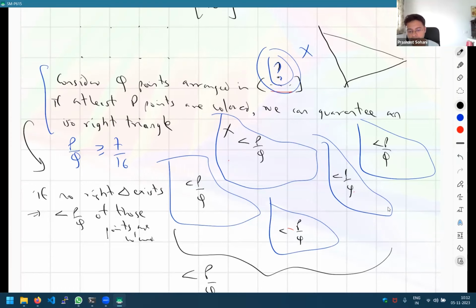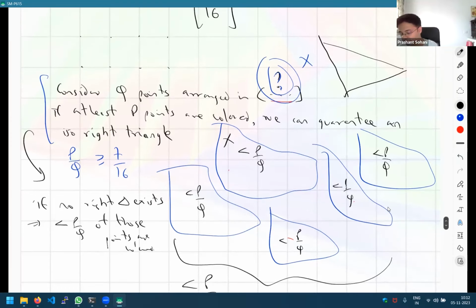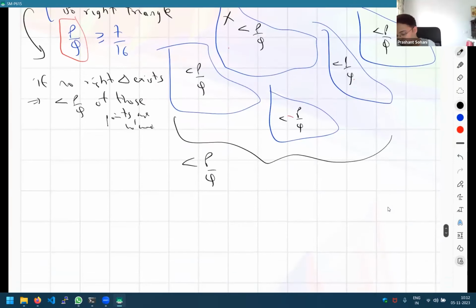Okay. So for that, what is the most important thing? We have to find examples of points for which this ratio P by Q is as high as possible. What do I mean by that? For example, suppose I just take 3 points.